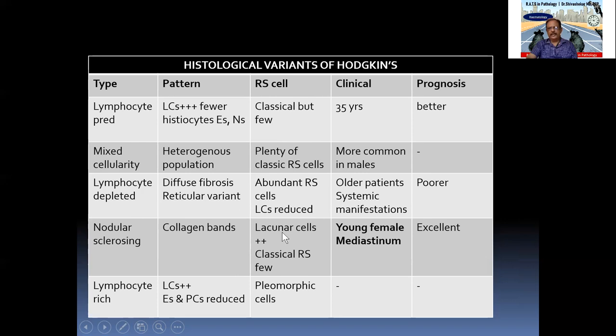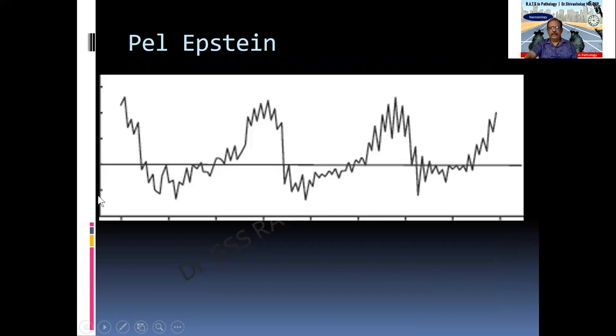This will be given to you as a clinical picture, occurring in young females. So what are all the clinical manifestations and prognosis? So the usual thing is in nodular sclerosis, the prognosis is excellent. If it is lymphocyte predominant, it is better. If it is lymphocyte depleted, it is supposed to be poor. So this particular tabular column, kindly learn by heart. And this is what I had been describing, the Pel-Ebstein type of fever. So a peak and a fall. Classical Pel-Ebstein type of fever in Hodgkin's disease.